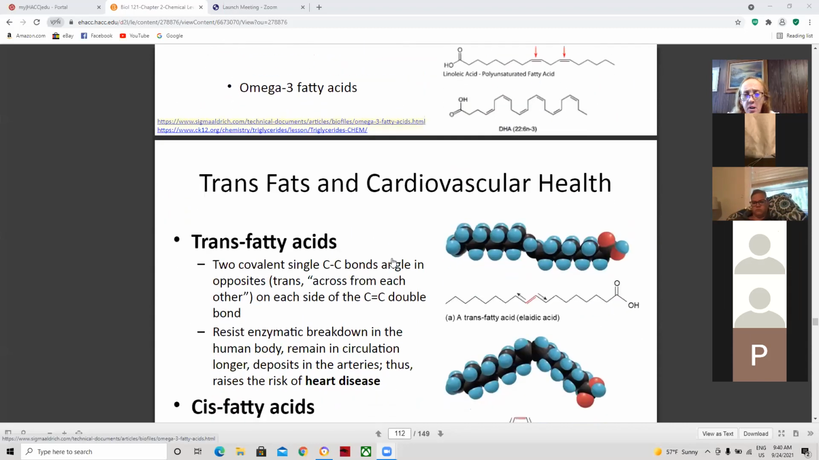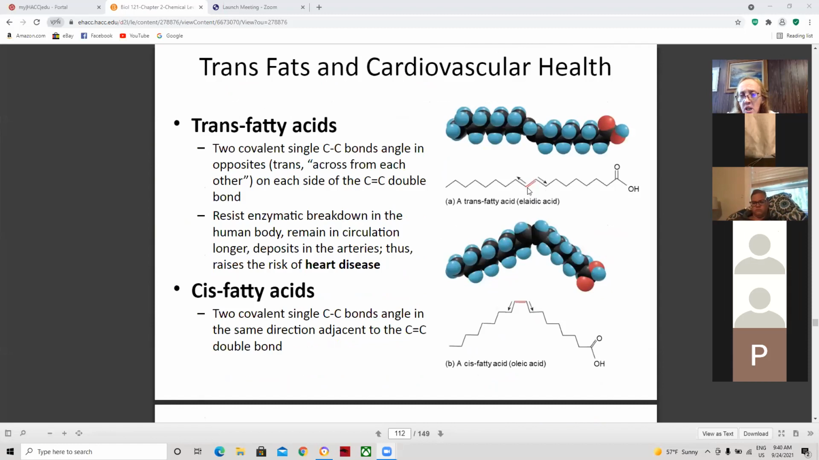So with that in mind, trans fatty acids, there's two covalent single bonds that angle in opposite directions. So looking here, here's my plane right here. This bound molecule is on this side of the plane. This bound molecule is on the opposite side because the plane is right here. That's a trans fatty acid. These trans fatty acids tend to resist enzymatic breakdown in the human body and remain in circulation, forming longer deposits in the arteries and raise the risk of heart disease.